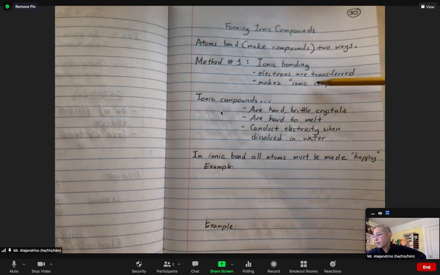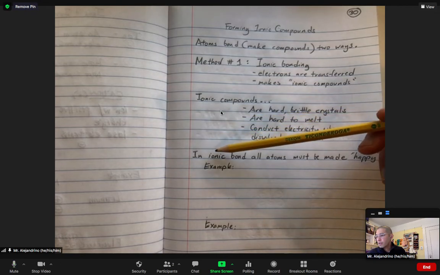So now, for an ionic compound, there are certain characteristics that are true of all ionic compounds. Just the way that if you made different types of lasagnas, all of them would have certain similarities. Ionic compounds all have certain similarities. Number one, they're all hard, brittle crystals. Salt, sodium chloride, is an example of that. They're very hard to melt, it takes high temperatures, and they'll conduct electricity when dissolved in water. That will make more sense in class when I talk about that.